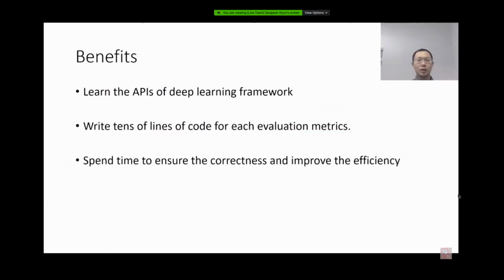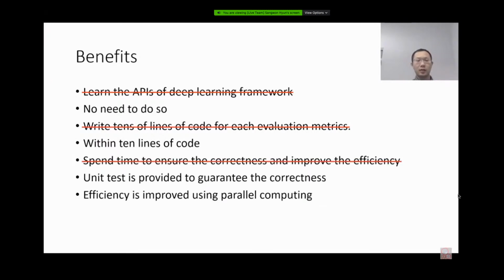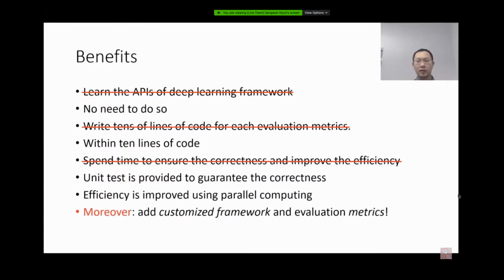EvalDN will bring the following benefits. First, you don't need to learn the API of deep learning frameworks. Second, you can finish the evaluation in less than 10 lines of code. Third, we use unit tests to guarantee correctness, and we use parallel computing to improve the efficiency of the evaluations. Moreover, you can easily add your own customized framework and evaluation metric. We believe this will help the developers and researchers who want to propose new frameworks and evaluation metrics.